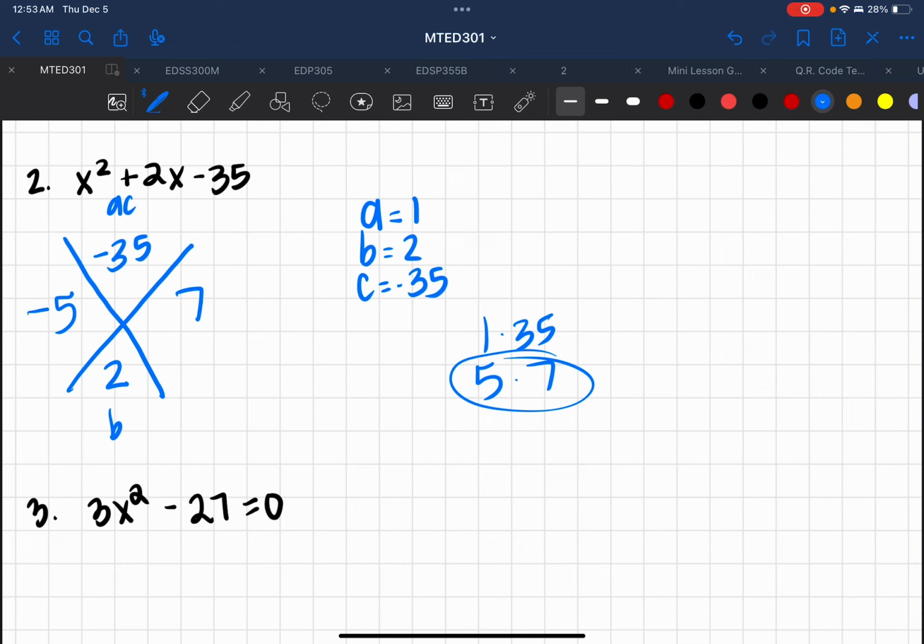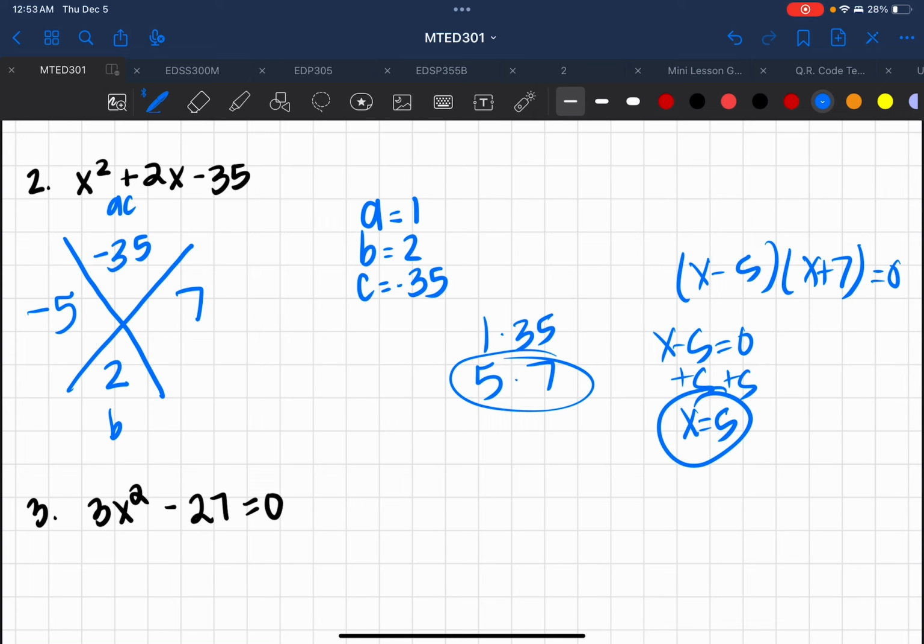So we'll have x minus 5 and x plus 7 equals 0. So x minus 5 equals 0, add 5 to both sides, you'll be left with x equals 5, and x plus 7 equals 0, subtract 7 from both sides, we'll be left with x equals negative 7.